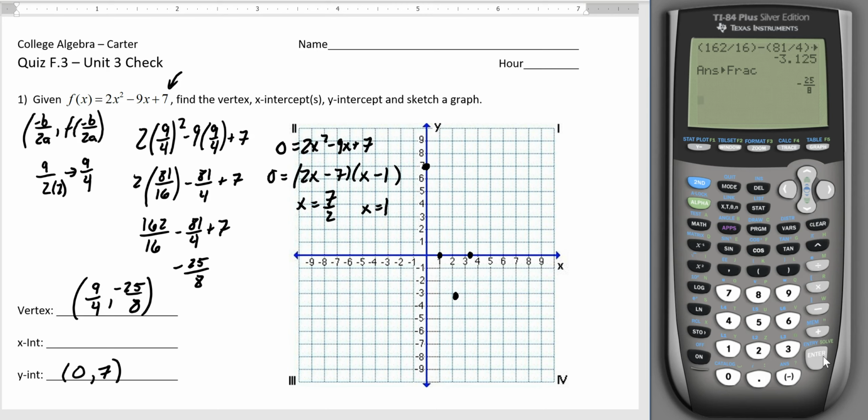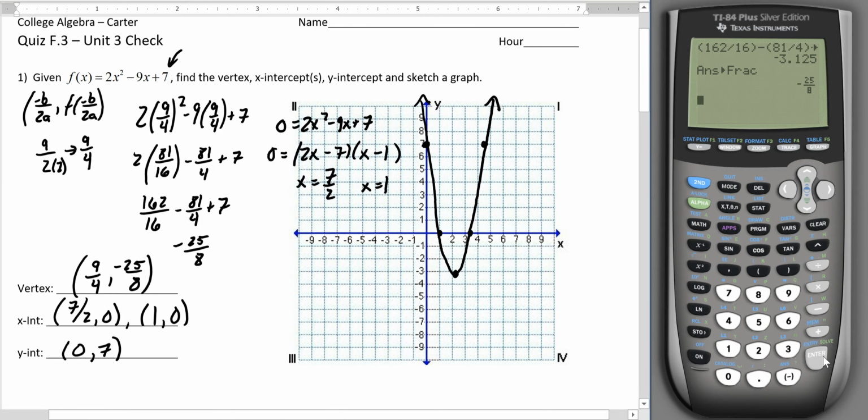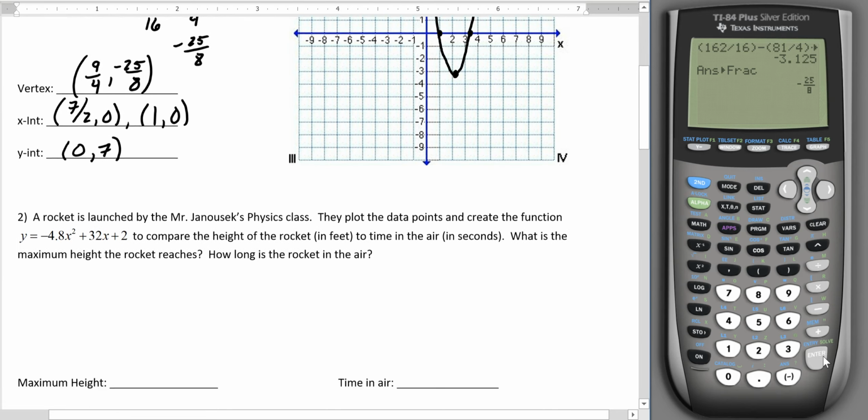I can mirror this point over. Let's see, it'd be at 5.5. Be 1 more than this one, so 4.5. There we go. And then I can draw my graph here. I'll still label my x-intercepts here. So this was 7 halves, comma 0, and 1, comma 0. And there we go. There's number 1. So vertex, x-intercepts, and then the graph and our y-intercept. So remember, again, I would highly recommend show your work on the test.